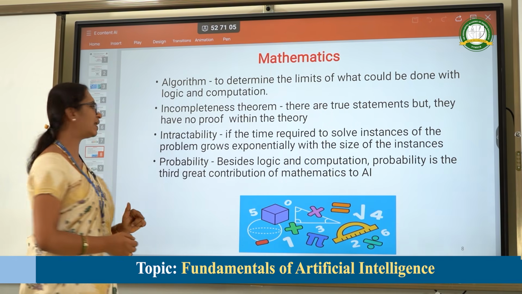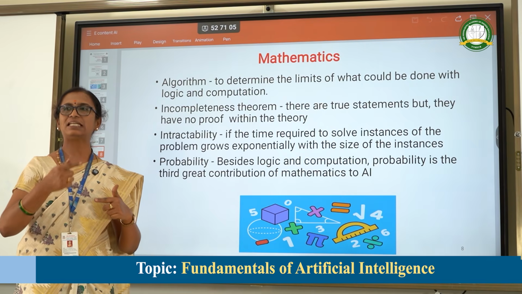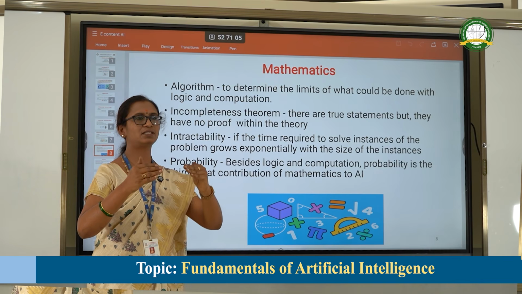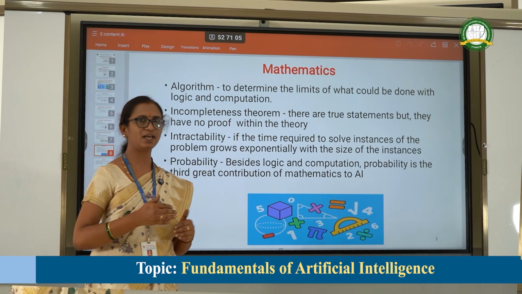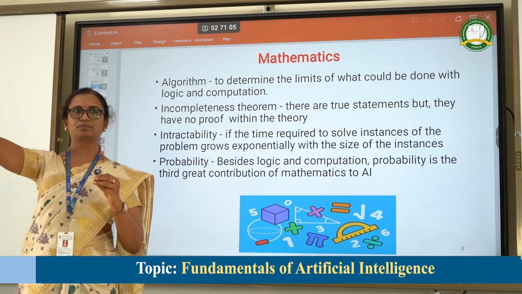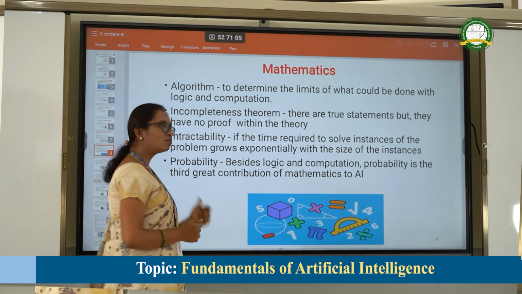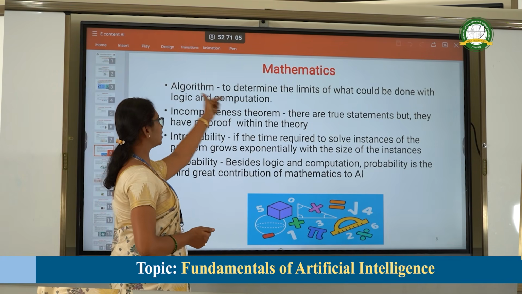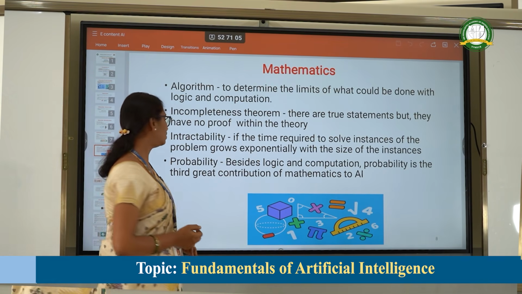Also, another important parameter is intractability. As the complexity of the problem increases, the computation cost also increases, usually proportionally. But there are certain situations wherein a little change in the complexity of the problem increases the complexity of the solution exponentially. Such problems we call intractable. Also, probability plays a very important role in AI. Besides whatever logic and computation we apply through mathematics, probability also plays a very vital role.